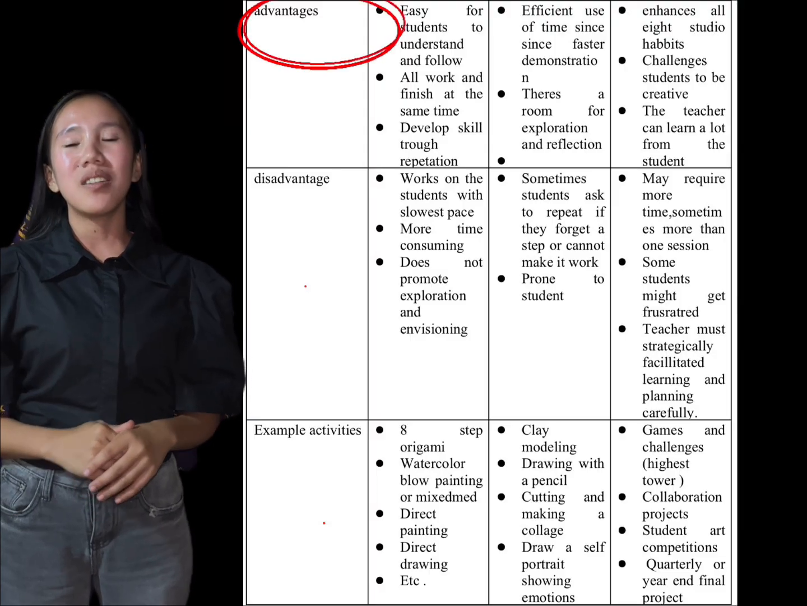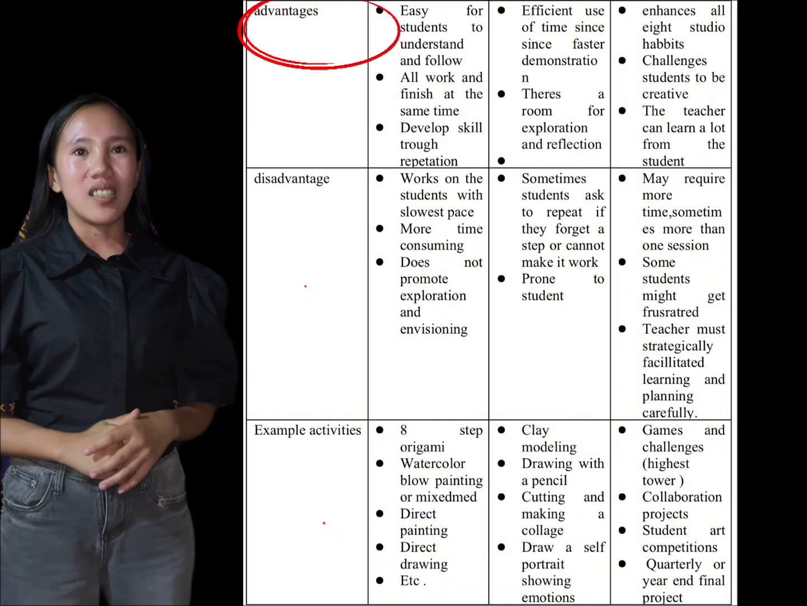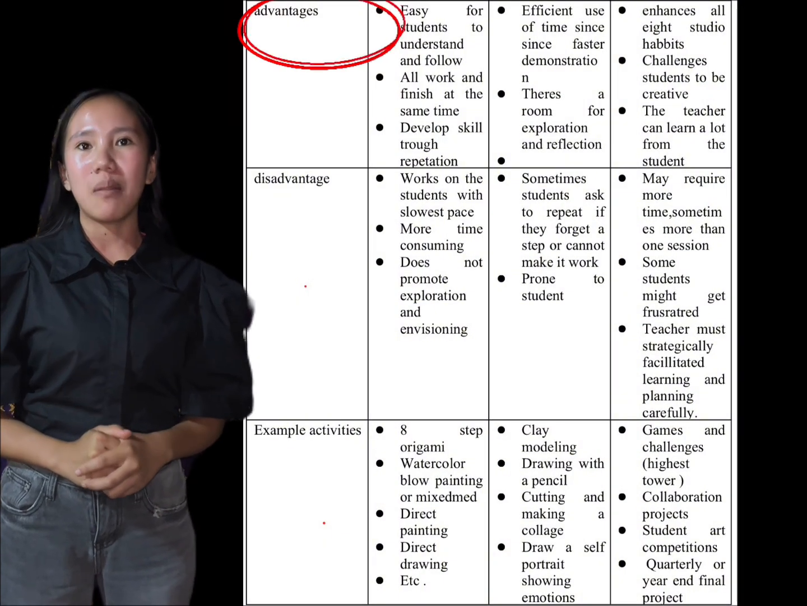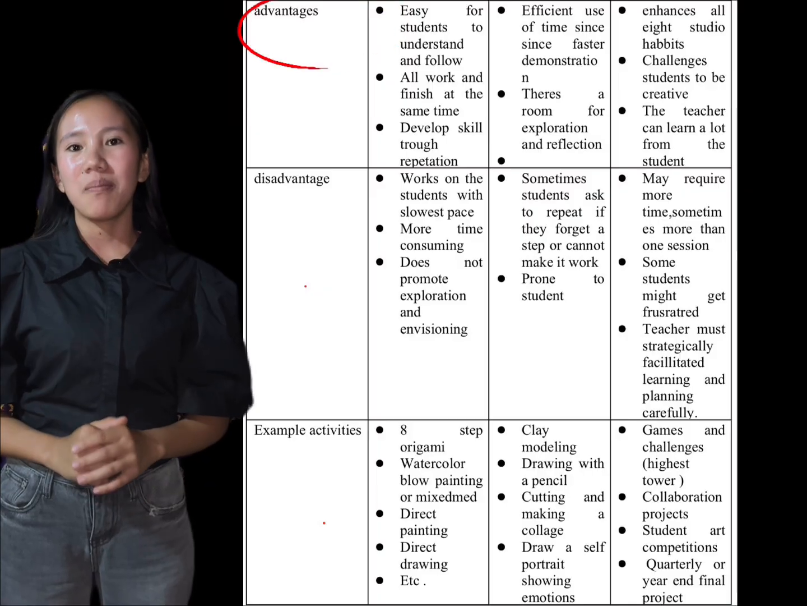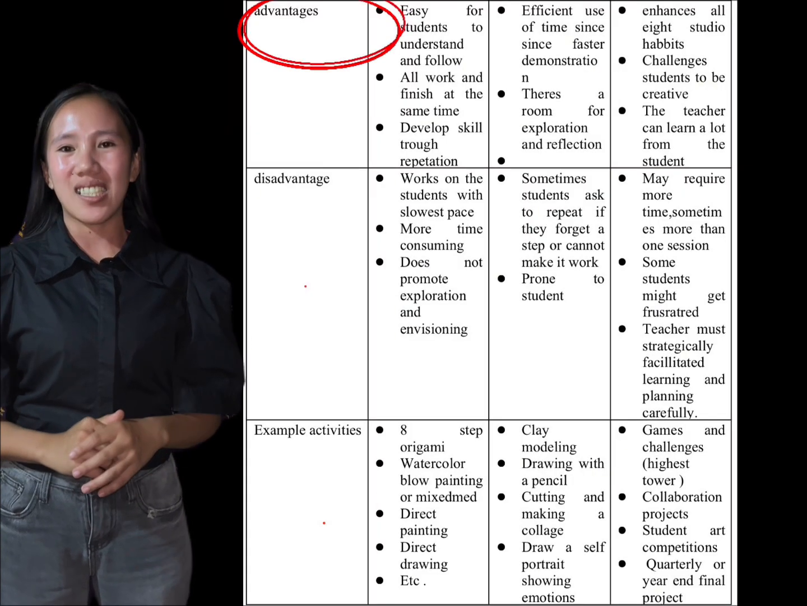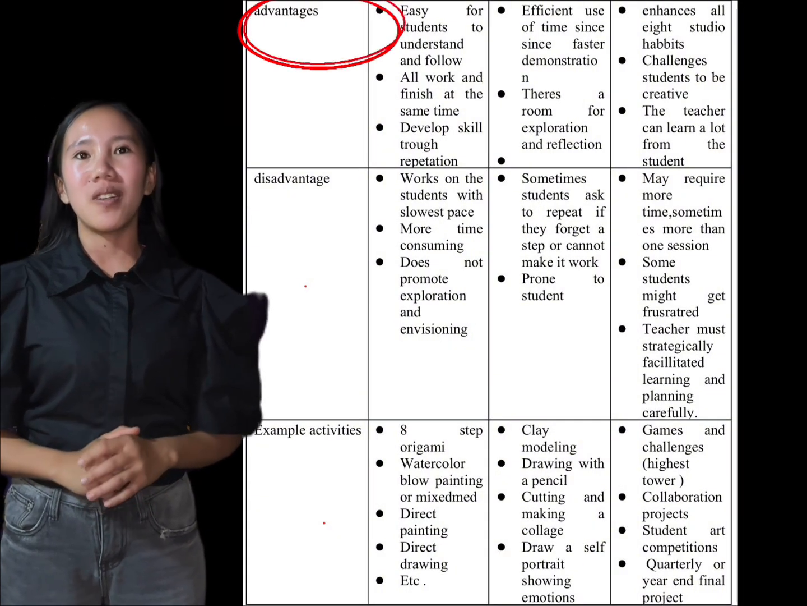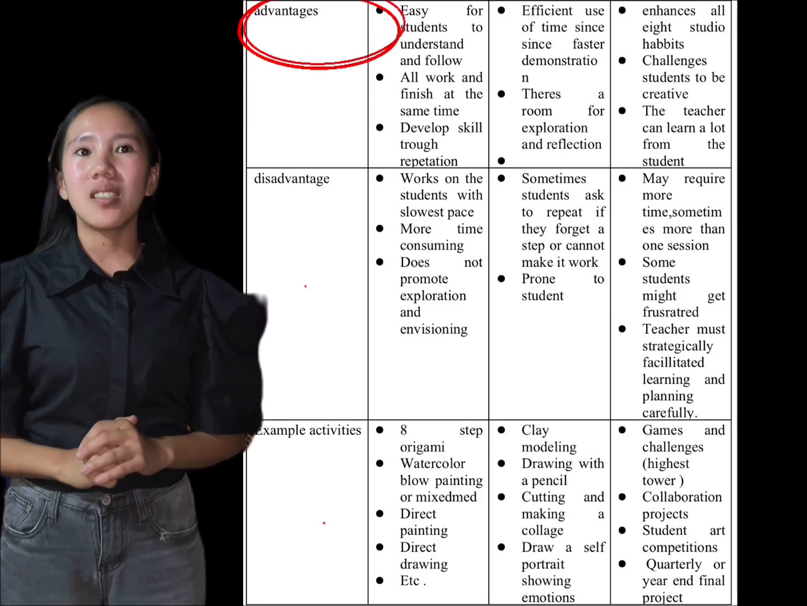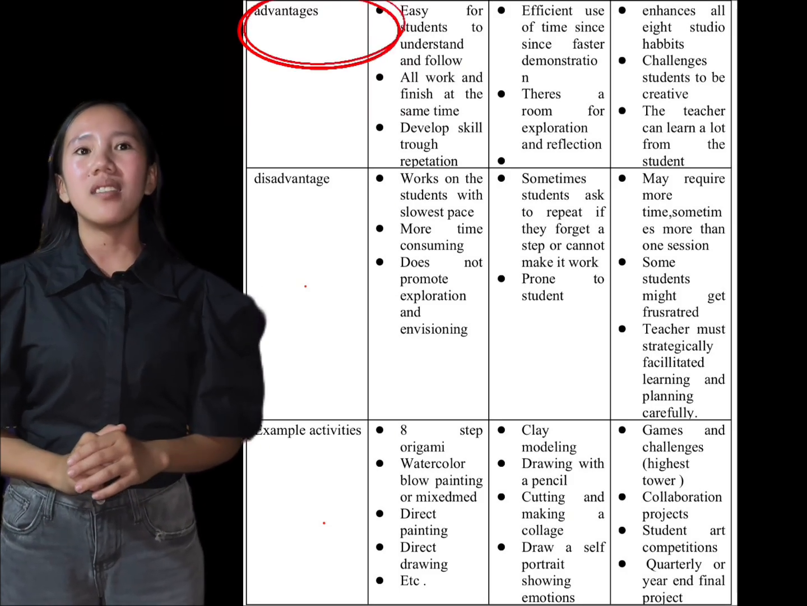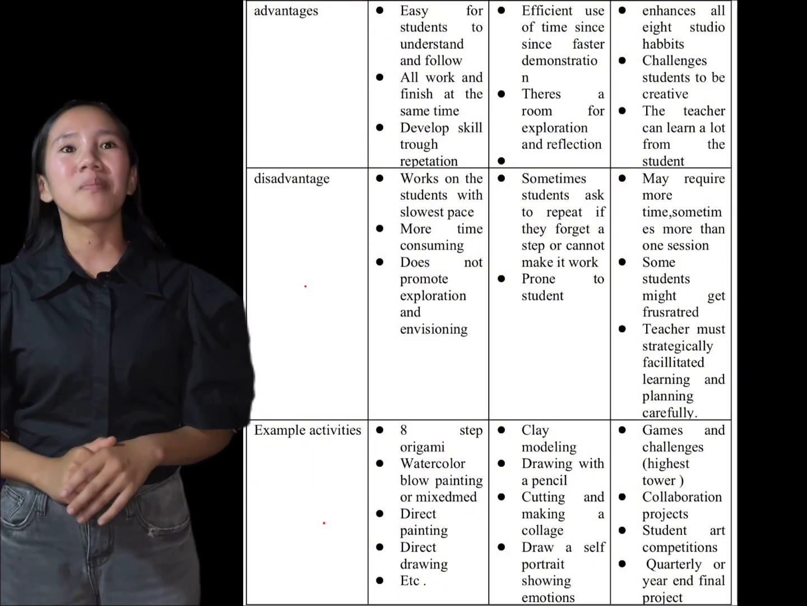Develop skill through repetition. In one demo approach or direct instruction, exploratory learning, it gives efficient use of time since there is faster demonstration, and there is room for exploration and reflection. Then, artistic creative process or inquiry-based exploratory learning, we use this to enhance all 8 studio habits and challenge students to be creative. The teacher can learn a lot from the students.